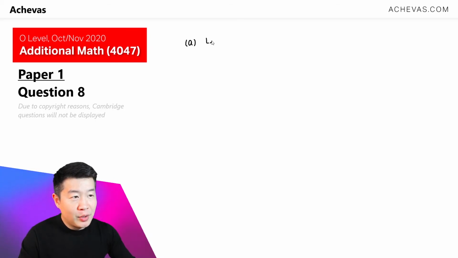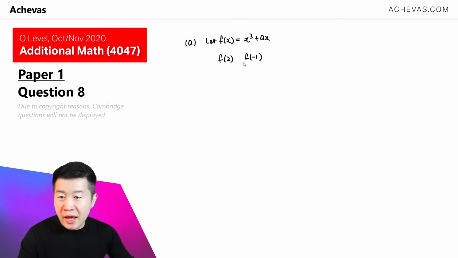First, I'm going to let the polynomial be f(x). So f(x) will be representing x to the power of 3 plus ax. The remainder when f(x) is divided by x minus 2 will be f(2). And the remainder when this is divided by x plus 1 will be f(-1). According to the question, these are equal. They are going to be sharing the same remainder.